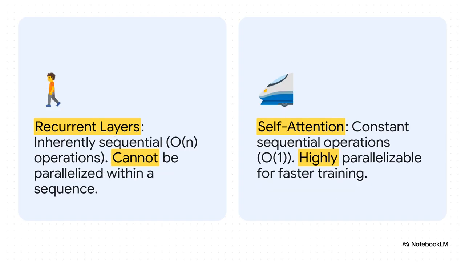And that O of 1 for sequential operations, that has massive real-world consequences. Because RNNs are inherently sequential, they can't fully leverage the power of modern GPUs, which are designed for parallel computation. Self-attention, on the other hand, is almost perfectly designed for it. You can process all the words in a sequence at the same time. This leads to dramatically faster training times and made it possible to train much larger models.